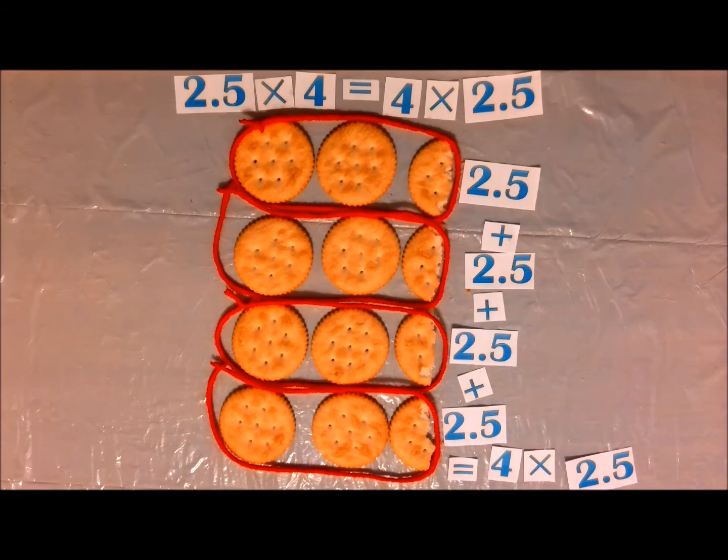In the previous grouping, when we grouped according to columns with green yarn, we found that the total number of crackers was equivalent to 2.5 times 4. In this grouping, we found that the number of crackers is equivalent to 4 times 2.5. The number of crackers did not change between the groupings. Only the groupings did. So therefore 2.5 times 4 is equal to 4 times 2.5.